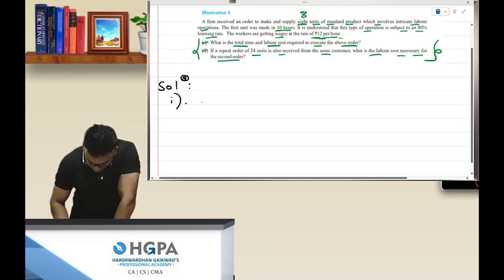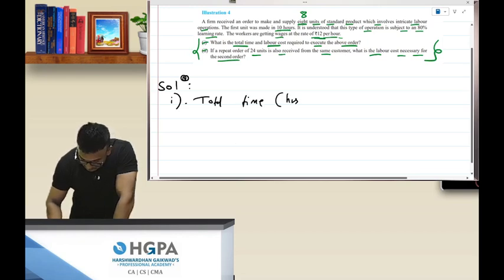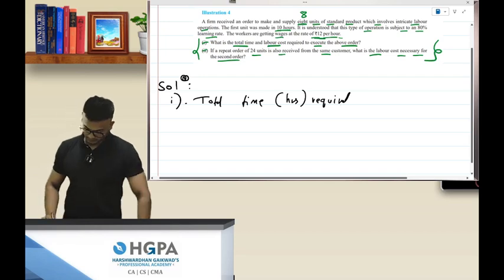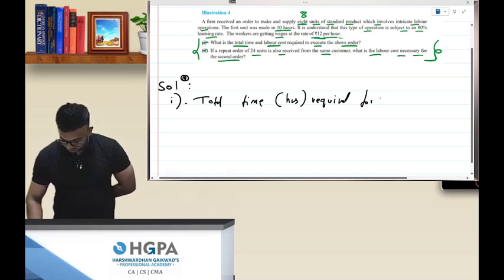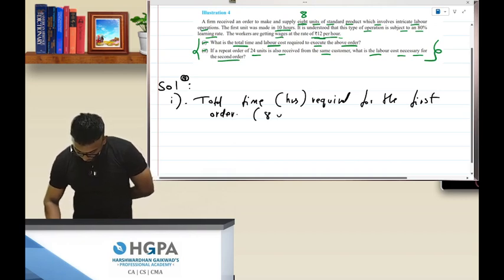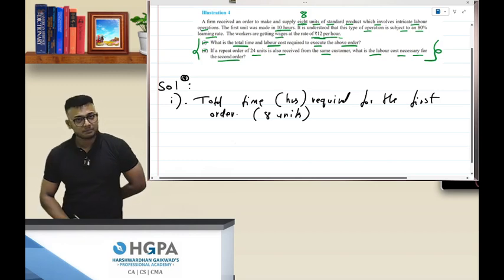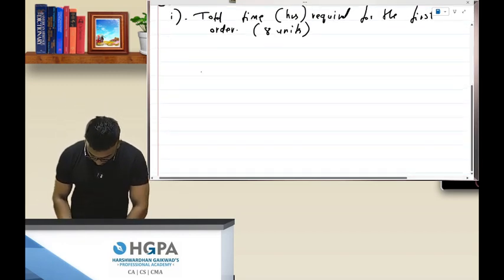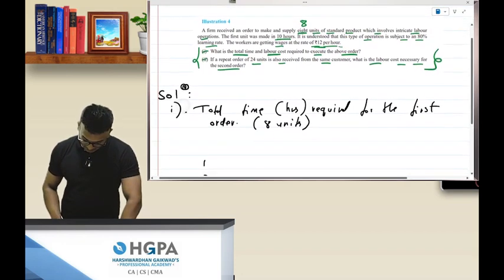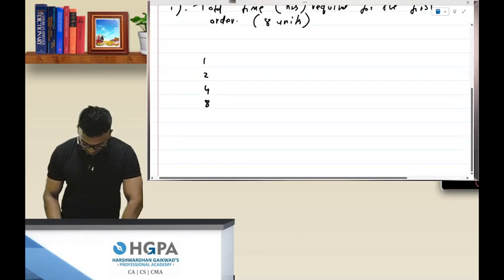That's the first. Total time in hours required for the first order, that is 8 units. Simple, we'll do it. So 1, 2, 4 and 8, right? How much is the time taken for the first unit? So it is 10.